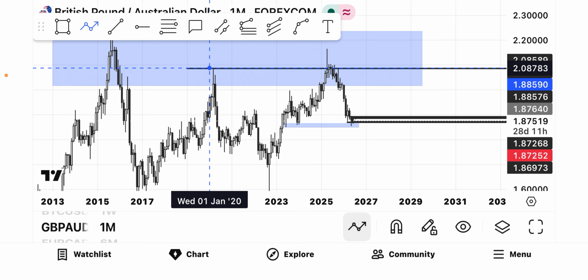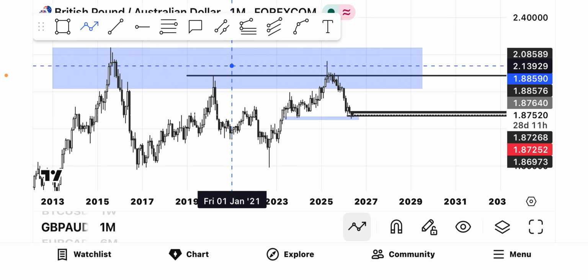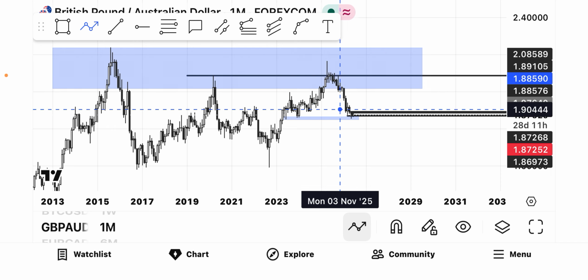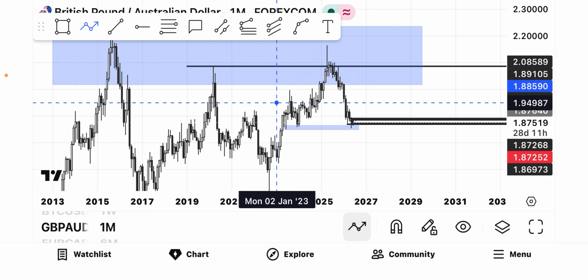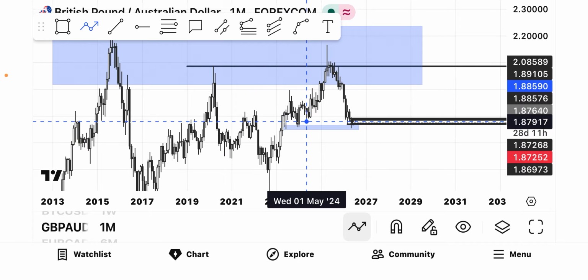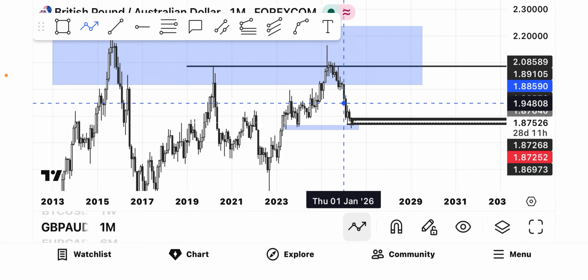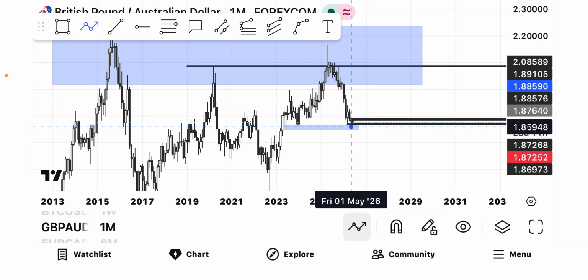Correction, and then sweeping liquidity. So price swept liquidity and it confirmed sells on the 6-month time frame. However, we are on the monthly time frame now, so you can see that even on the monthly time frame, price is showing that it's in a bearish trend.